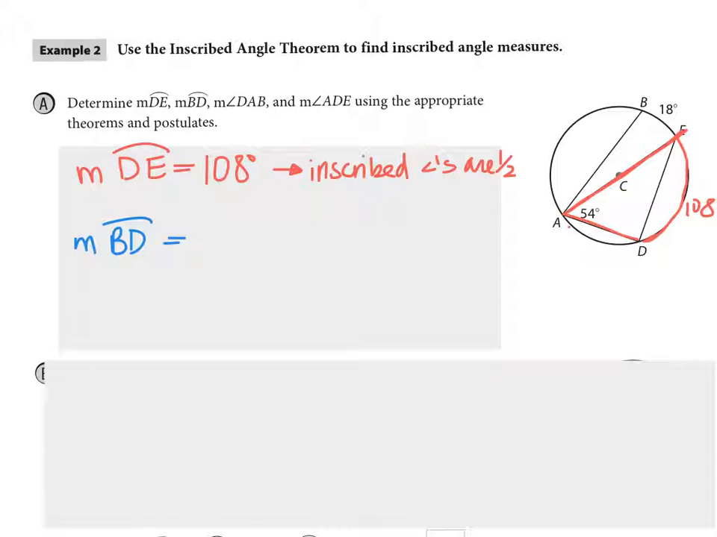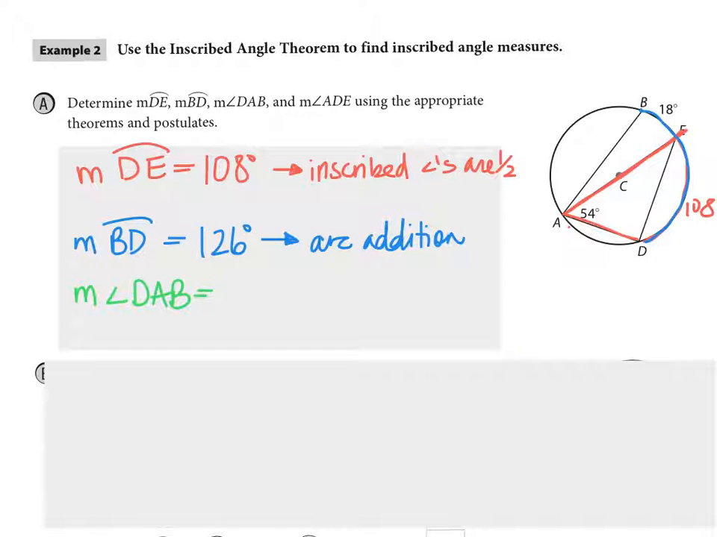The next thing they're going to ask for is the measure of arc BD. Since they don't say 3 letters, I'm going to assume that that's this minor arc, which is the correct way to interpret that. And to me, that looks like 2 different arcs there. I've got an arc B to E and E to D. So I can add those 2 together, which is going to give me a measure of 126 degrees. And our theorem there is going to be arc addition, because I'm adding 2 arcs together to get the smaller one.